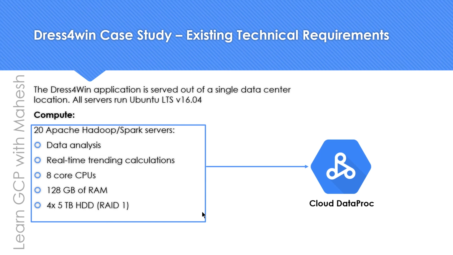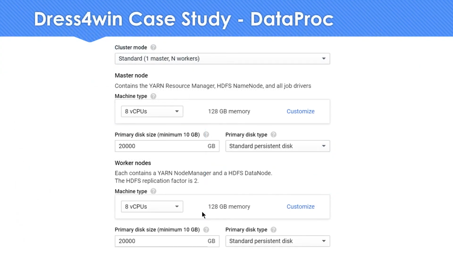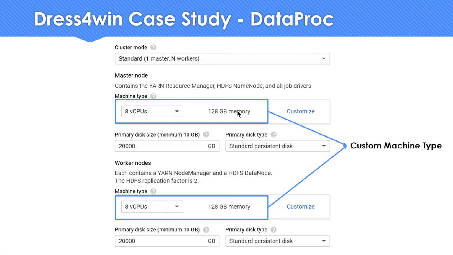That is one thing. And let's see how it looks in the console. So 8 vCPU, 128 GB of RAM, which is nothing but a custom machine type, and make sure you have 20 terabytes of storage. So that's it for today.